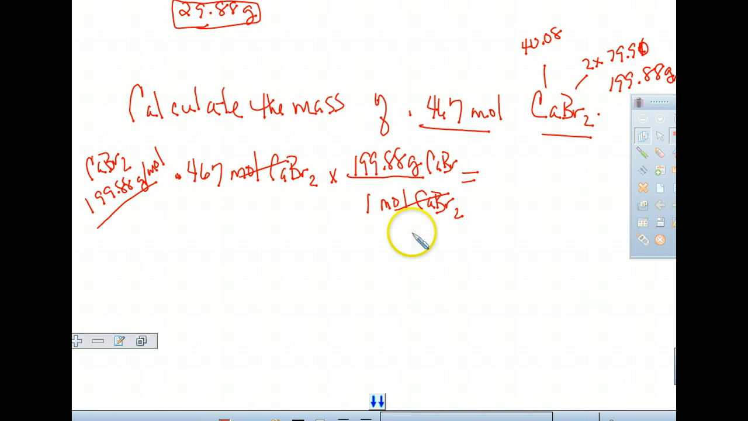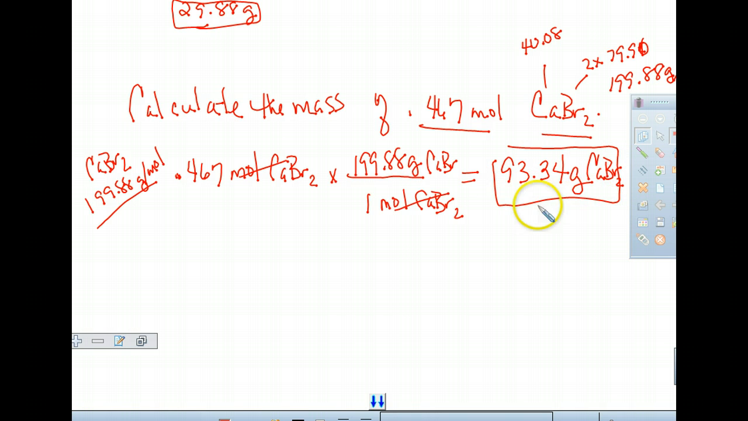Put my equal sign, and in my calculator, I'll just put 0.467 times 199.88, and I will get an answer. One second, let me double check. And I got 93.34 grams of CaBr2. Hopefully that is correct. 93.34 grams of calcium bromide. The trick with these is just to make sure we get the molar mass correct, and to make sure that we have our units canceling out as appropriate.